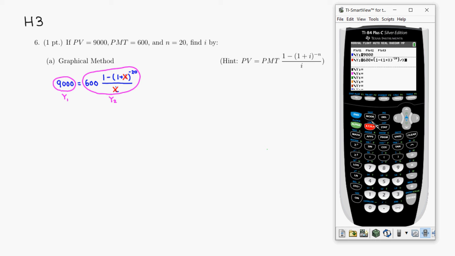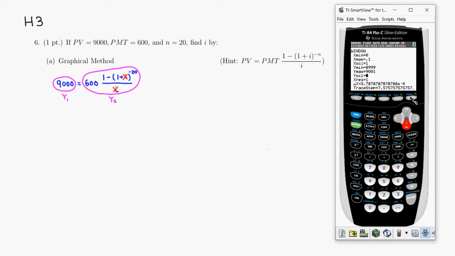Then we look for the intersection. So I'm going to have to change the window size. X is going to be fairly small because it's an interest rate, so it's going to be 0 point something. I'm going to start from 0, then X max, let's try 0.1. It might be too big, then we'll change it. X scale, I'm going to leave as it is. Since Y is going to be at 9,000, it's going to be 8,999 to 9,001. So I think this would work out.